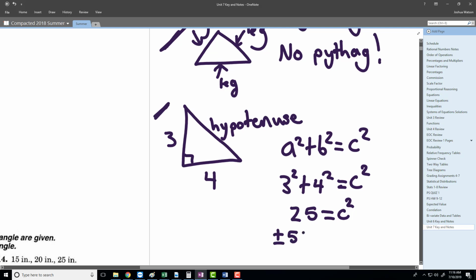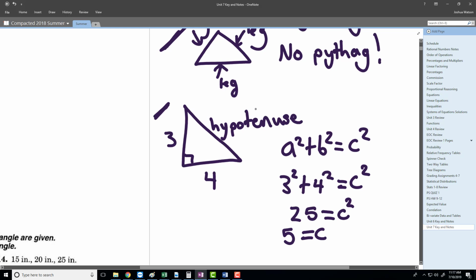We'll have plus or minus 5 is equal to c. It's definitely not negative 5, at least with the context we have. That doesn't make sense, so we're going to get rid of that minus solution. Now we have plus 5 is equal to c, or just plain old 5 is equal to c. We've solved for the third side of this triangle.